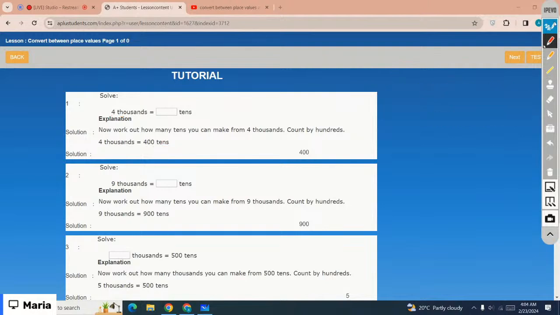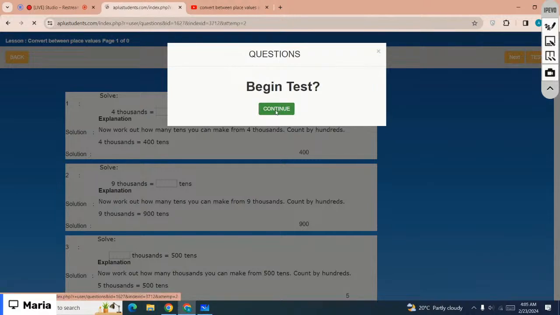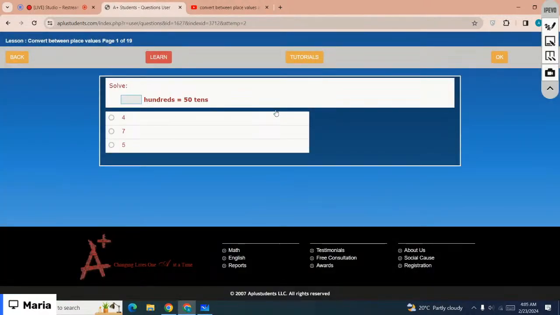Let's start with the test questions. Fifty tens equal how many hundreds? In 100 you have 10 tens, so 50 tens equal 500. The correct option is that, 5.